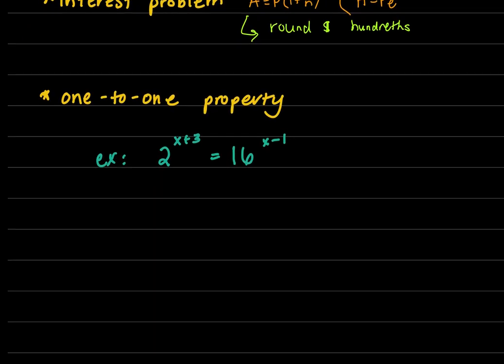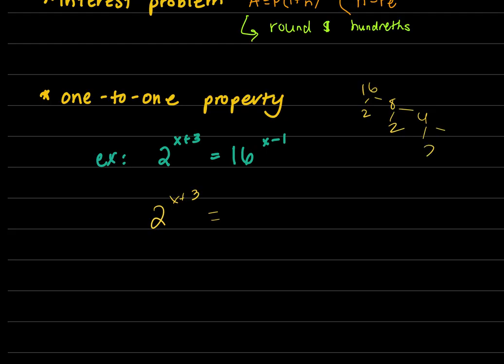And then something like the one-to-one property. This would be on the non-calculator portion. This is where we've got to change the base to be the same. So in this example, I get 2 to the x plus 3 equals 16 to the x minus 1. I'm going to leave the left side alone, and I'm going to change 16. 16 is 2 to the 4th. If you don't know it, then you break it down. 16, 2 and 8, 2 and 4, 2 and 2, and then count your 2s. 1, 2, 3, 4. So 2 to the 4th raised to the x minus 1.